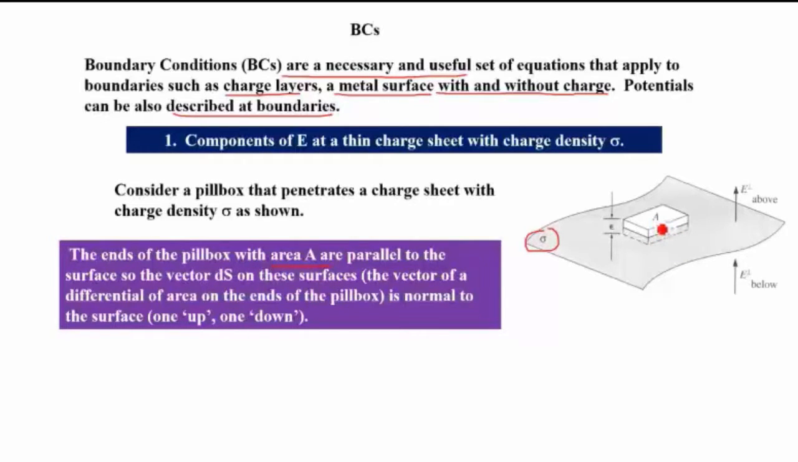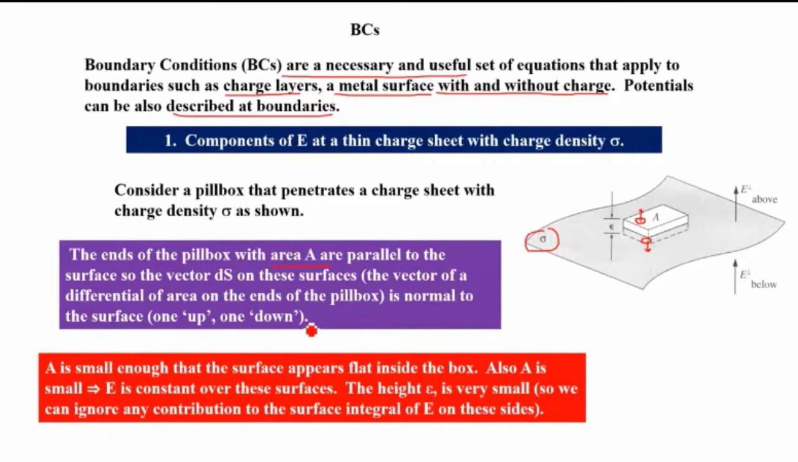The differential of area, so suppose you had a little area here, is normal. The vector that represents that is normal to the surface, and that's true everywhere. So remember that there's a ds for above and there's also a ds below, and I'll just schematically draw it here. There's a directionality to the surface up and down. So A is small enough that the surface appears flat, as I've said. A is small enough so that we can consider the E field that is penetrating that area is constant over that area.